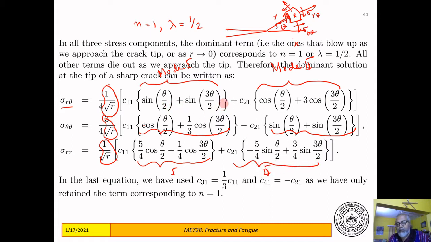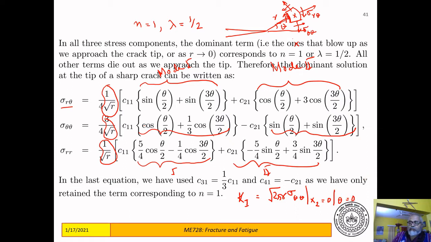So what we have here are two solutions for mode 1 and mode 2 separately, which are connected to the C11 coefficient and the C21 coefficient. Mode 2 is connected with the C21 coefficient. So now we are going to make an important move. We are going to define two quantities. So we are going to define a quantity called K1, which is root 2 pi r times sigma theta theta at x2 equal to 0, which is same as theta equal to 0.